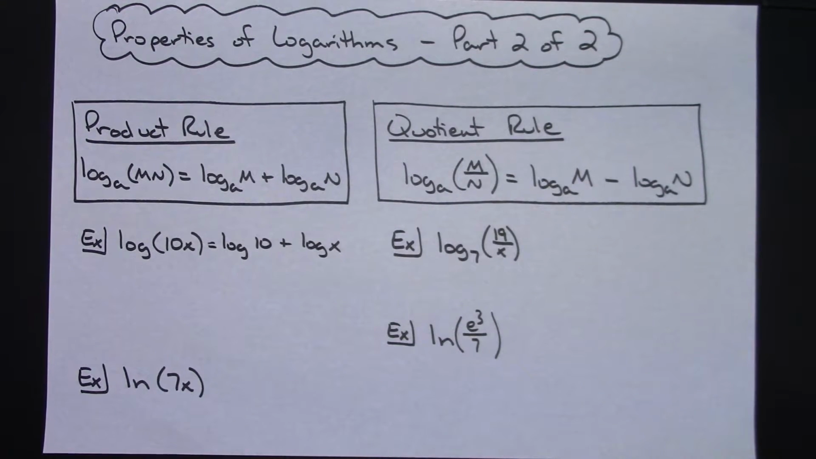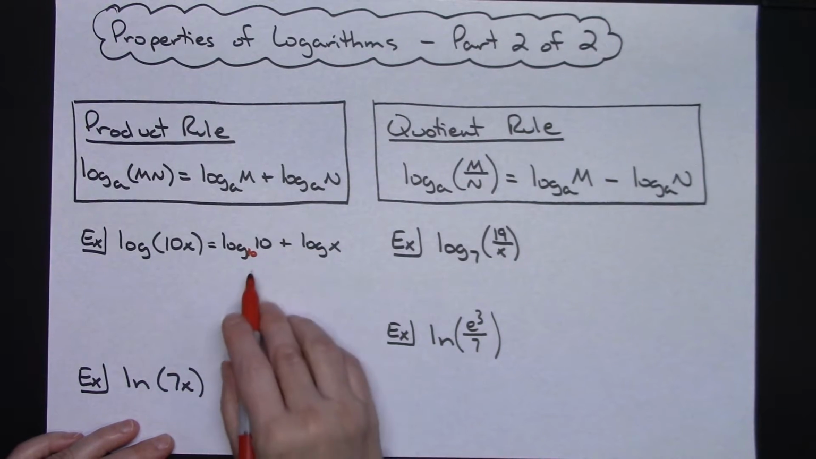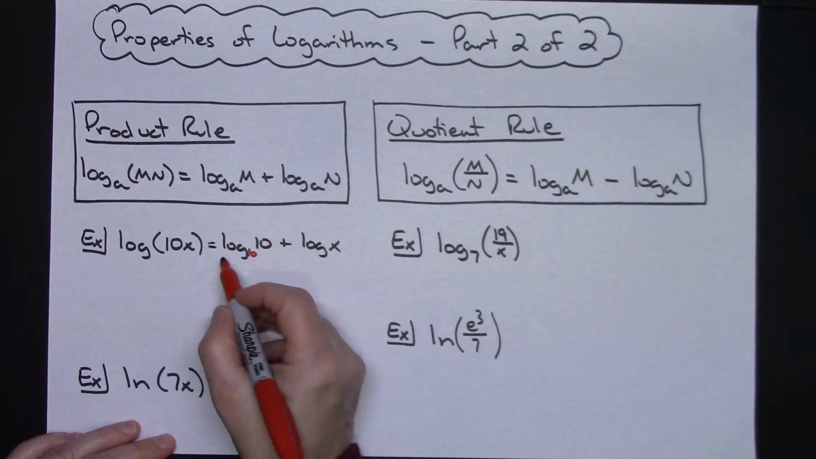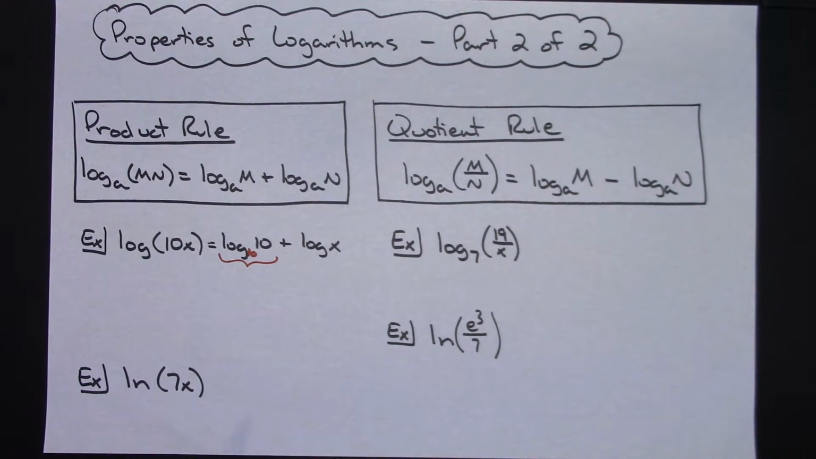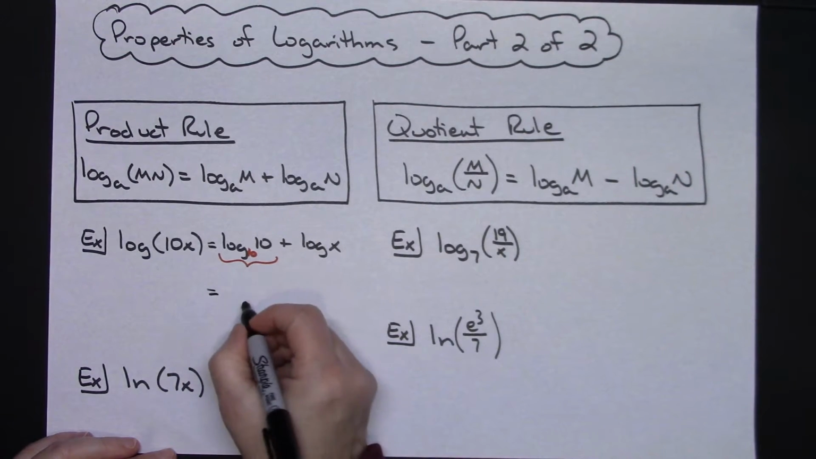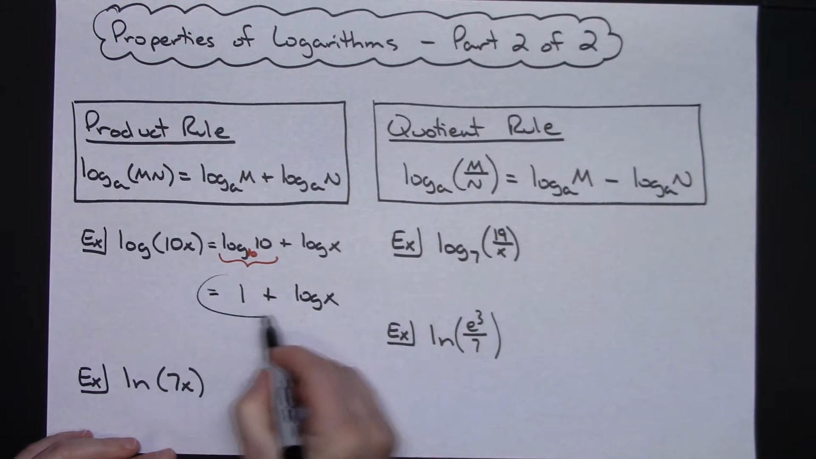Now after you do that expansion, you are going to want to check and make sure you can evaluate any of these. This is a base 10. The log of 10 base 10 is going to be 1 because 10 raised to the first power equals 10. So if you can evaluate any of them when you are expanding, you're going to want to do that. So this is going to simplify to 1 plus log of x.